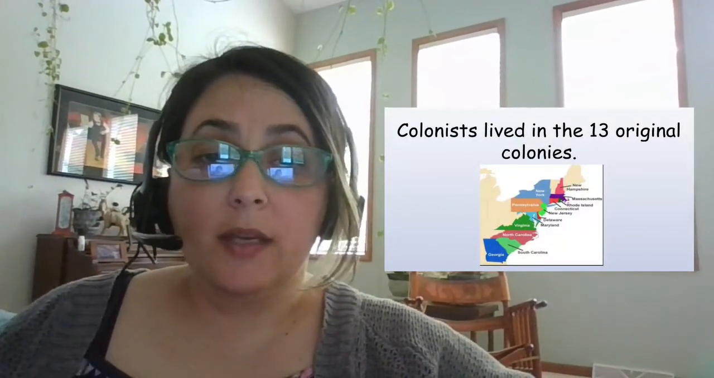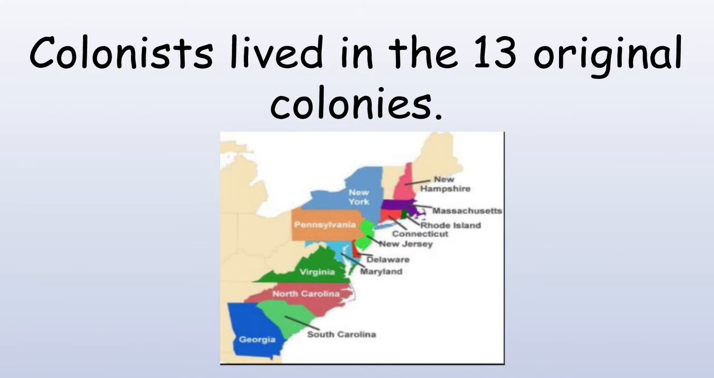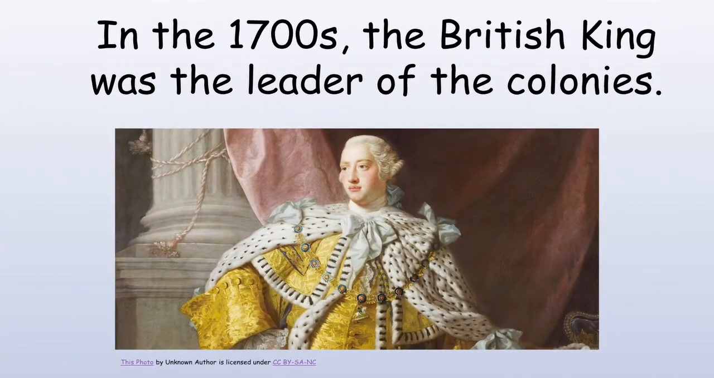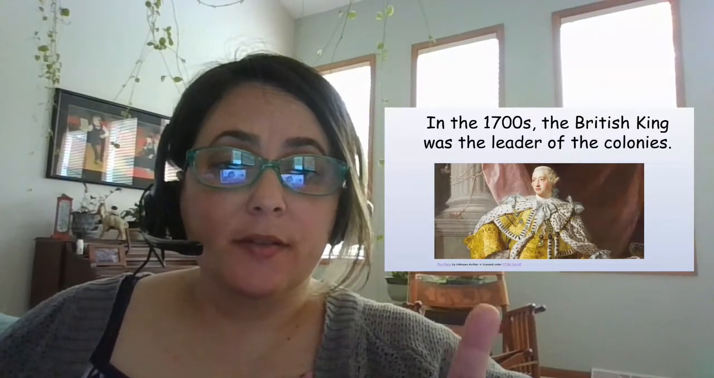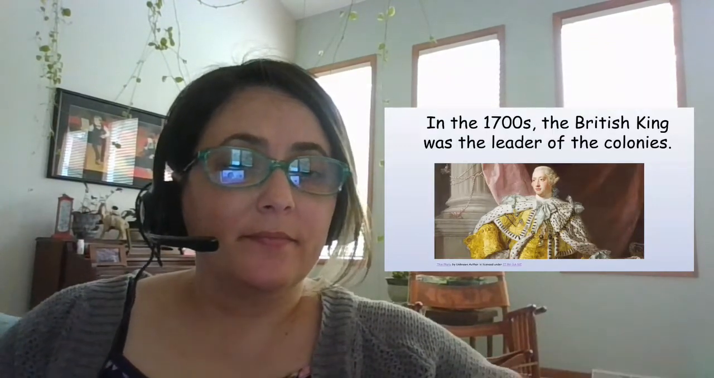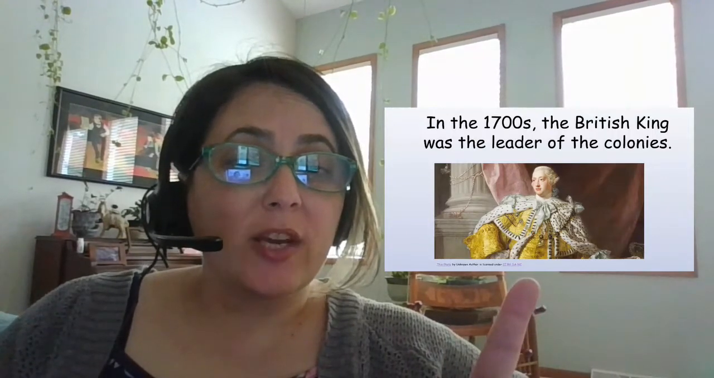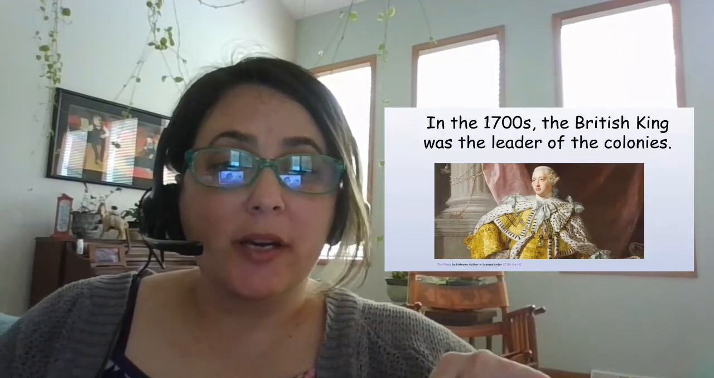Okay. Let's talk about the colonists again. Colonists lived in the 13 original colonies. In the 1700s, the British king was the leader of the colonies. Now it is the 1700s, 100 years, 1700 to 1799. In the 1700s, the British king, King of England, was the leader of the colonies in America.